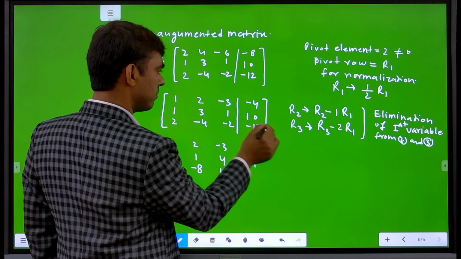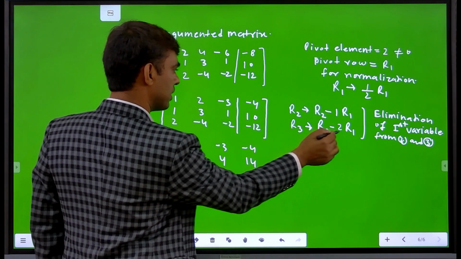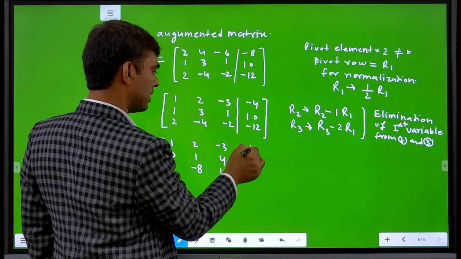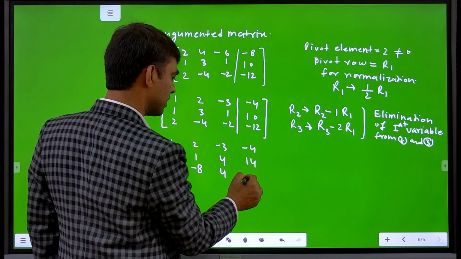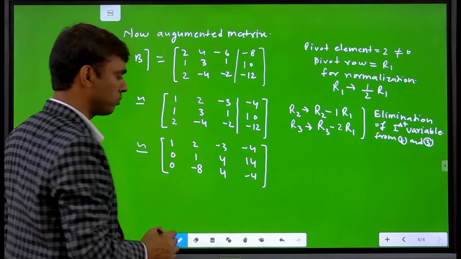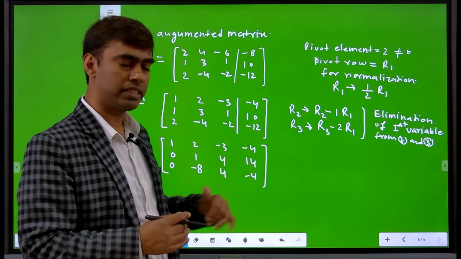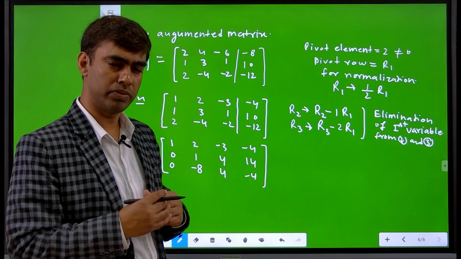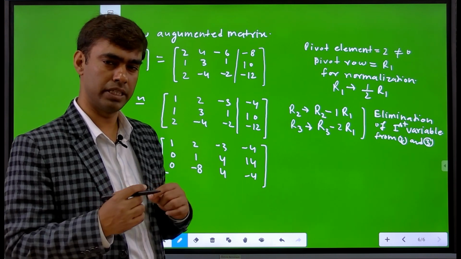Now, next one is minus 8, multiplied by minus 2, this becomes minus 8, minus minus plus 8, minus 12 plus 8, this becomes minus 4. Minus 4, what will happen? After the first stage of elimination, meaning after eliminating x1 from the second and third equation, now we try to eliminate the x2 from the first and third equation.